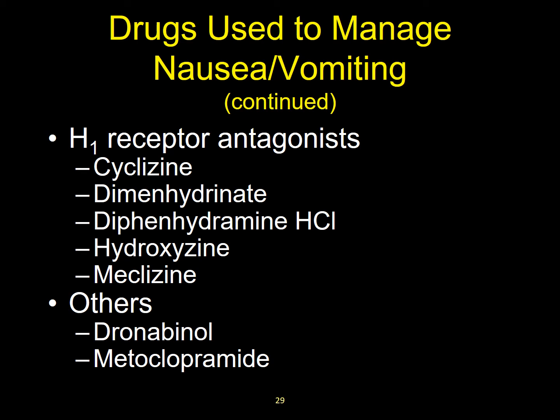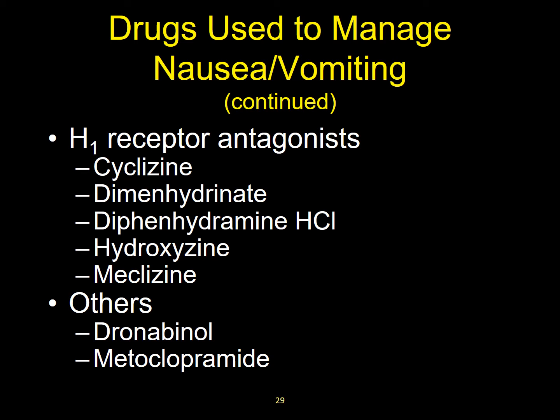So you've got a couple of others. Dronabinol is a THC-based compound. This is a weed-based compound, because that really does suppress nausea and vomiting. And then metoclopramide is the promotility agent we were talking about. And what it really comes down to is three primary drugs that you see used commonly for nausea and vomiting.